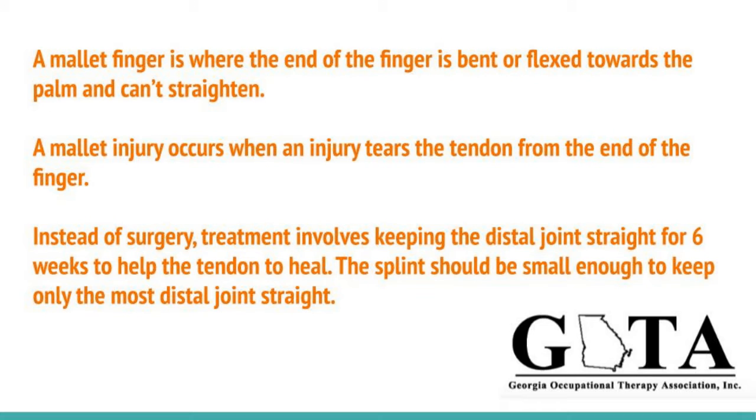A mallet finger is where the end of the finger is bent or flexed toward the palm and can't straighten. A mallet injury occurs when an injury tears the tendon from the end of the finger. Instead of surgery, treatment involves keeping the distal joint straight for 6 weeks to help the tendon heal. The splint should be small enough to keep only the most distal joint straight.